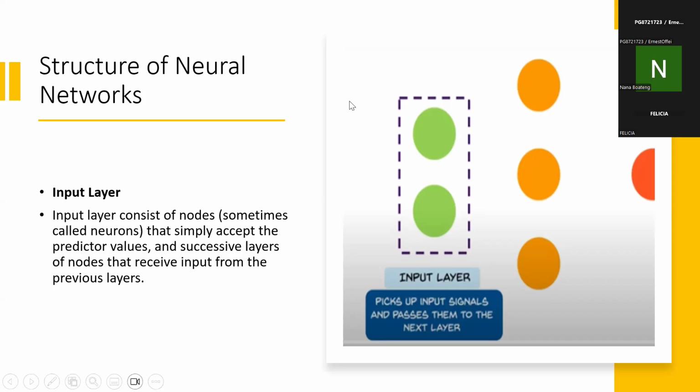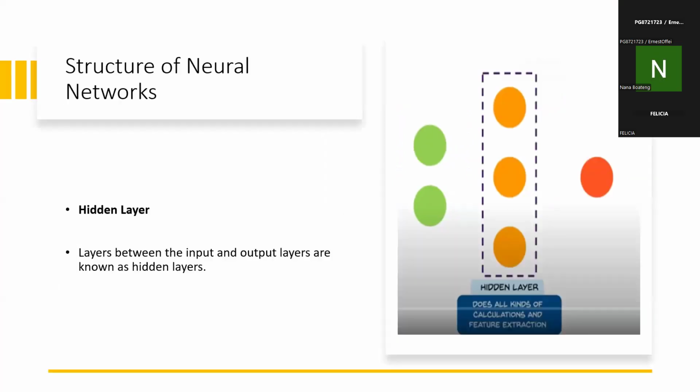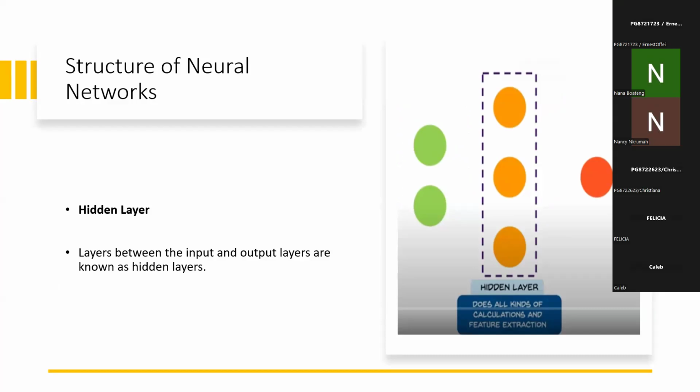First of all, it receives information. So that is the input layer. Here it picks up input signals and then passes them to the next layer. Basically we have the input layer, which receives signals and information from the environment, and then it is passed on to the hidden layer. The hidden layer is the layer between the input layer and the output layer. The output layer is where we get the results.